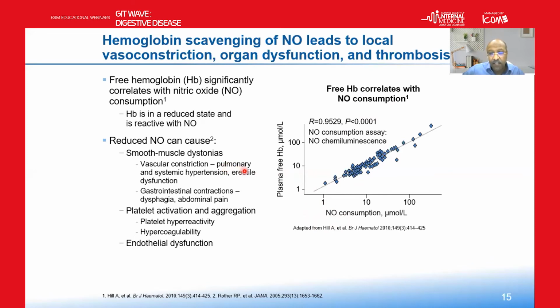So the low level of nitric oxide is associated with smooth muscle dystonia, vasoconstriction, smooth muscle constriction, and this will result, importantly for you, in gastrointestinal contraction. For example, it can cause esophageal contraction leading to dysphagia, and I've seen that, and it can cause abdominal pain because of the contraction of the smooth muscles in the small intestine. It also will lead to platelet activation, causing a hypercoagulable state, leading to thrombosis. It also leads to erectile dysfunction.